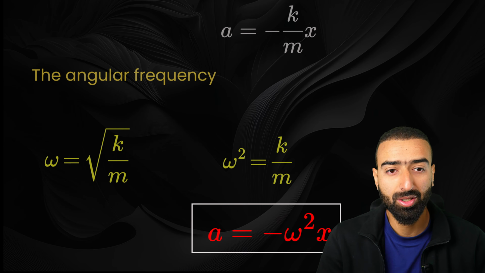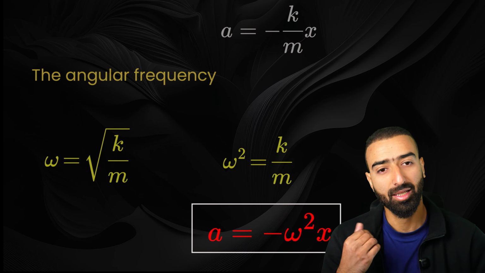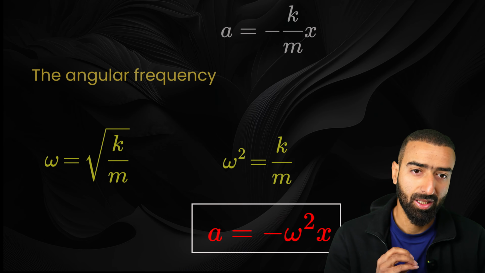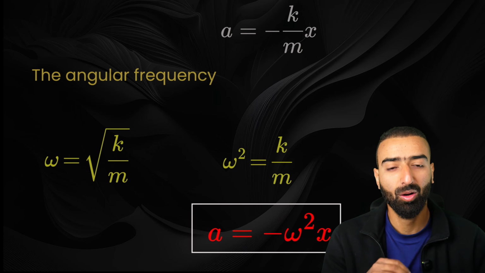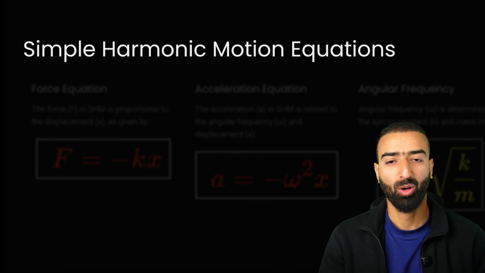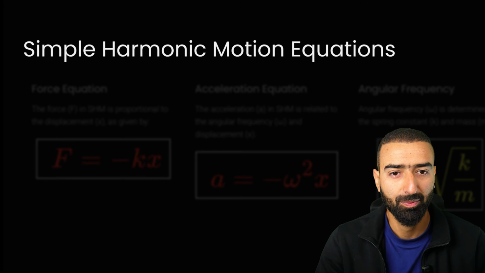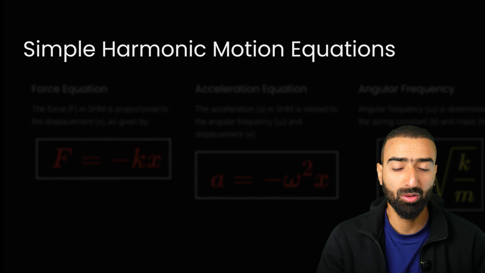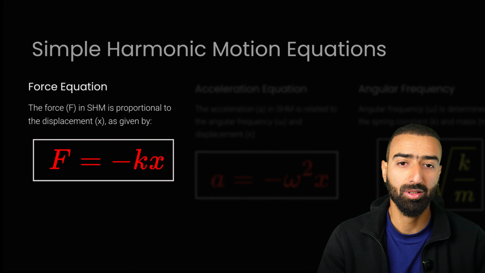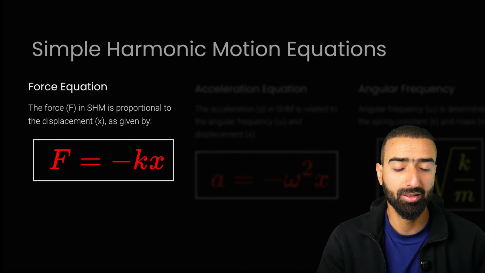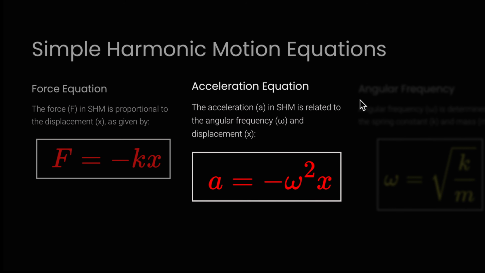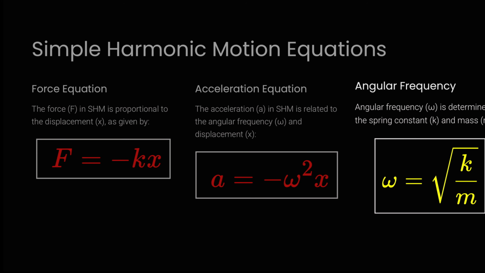This means that acceleration is always directed towards the equilibrium due to the negative sign, and its magnitude is proportional to the displacement. This is the hallmark of simple harmonic motion. You'll find this equation in your data booklet as well. Alright, let's summarize what we have done so far. We start with the restoring force from Hooke's law, F equals minus kx. We apply Newton's second law, F equals ma, and derive an expression for acceleration, which is a equals minus omega squared x. Omega is the angular frequency and it's defined as square root k over m.